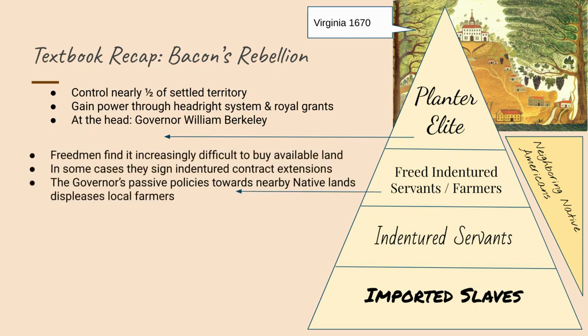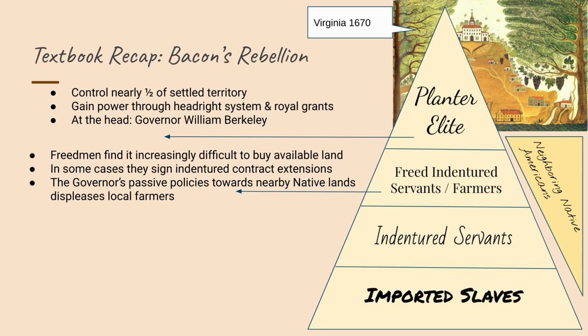Okay, so at this point in time, we're taking a look specifically at why freed indentured servants, or farmers, are particularly upset with the planter elite and this social structure that's been created within Virginia. To begin with, freedmen find it increasingly difficult to buy available land. Part of the reason is because land simply isn't cleared off, as in we have neighboring Native Americans still occupying nearby lands. And this makes it extremely difficult for those who have been recently freed from their indentured contracts to go out and either purchase that land or get that land.